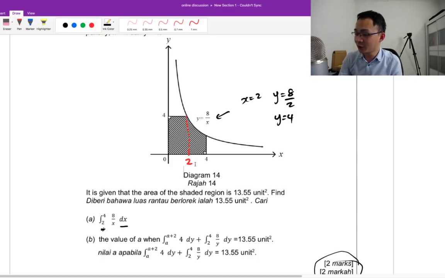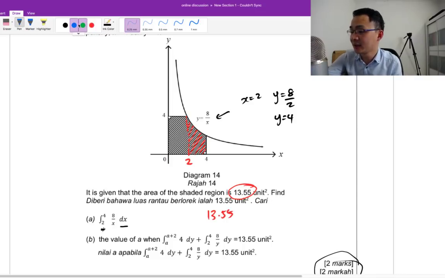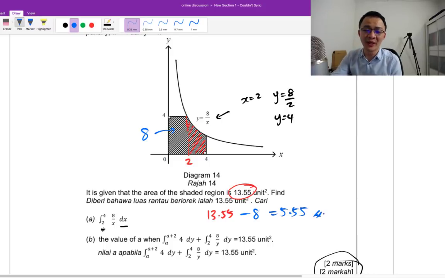Alright, and then the question wants to integrate from 2 to 4. That means they want to find this area. So in order to find this area, because we know the whole shaded region is 13.55, I'll use the 13.55 minus this rectangle. This rectangle actually is 8. Correct or not? So I say minus 8, then I can get the shaded region, which is 5.55. So you will need to be able to understand the integration, and then you will need to be able to understand that you have a rectangle here. Then you will be able to solve this kind of question.